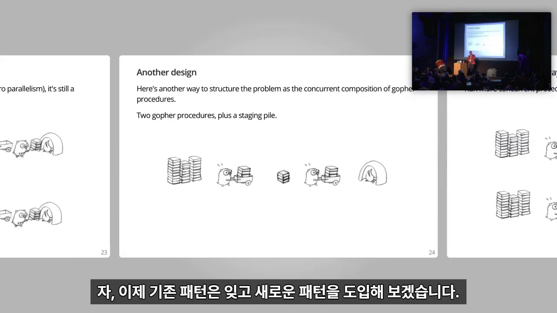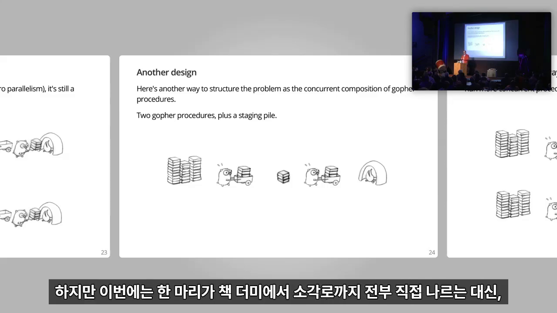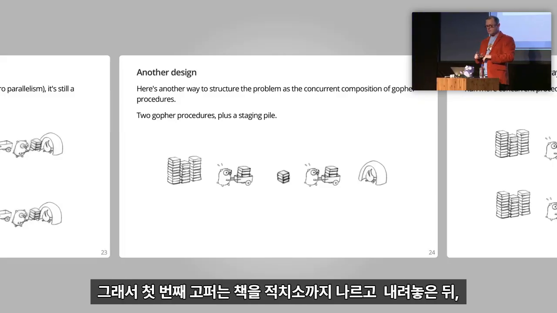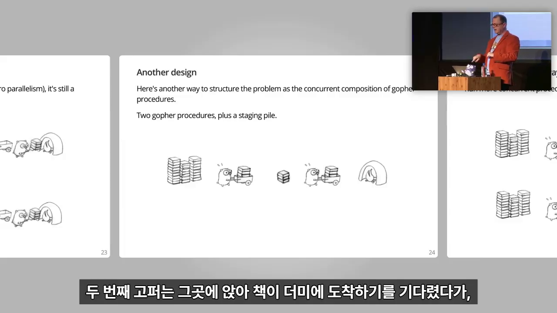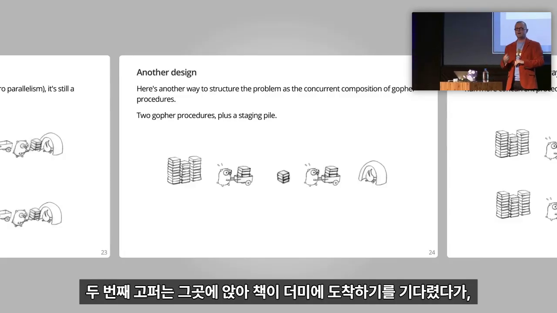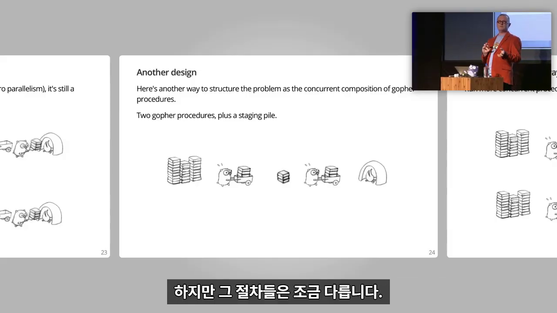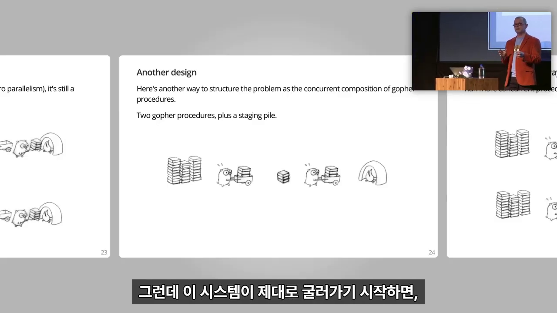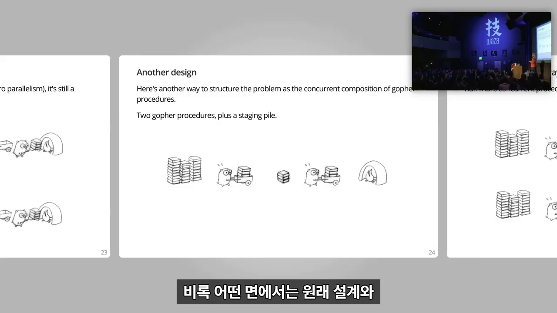Or we could do a completely different design for the whole thing. Let's forget the old pattern, put in a new pattern, and we'll have 2 gophers in the story. But instead of having one gopher carry it all the way from the pile to the incinerator, we put a staging dump in the middle. So the first gopher carries the books to the dump, drops them off, runs back, gets more. The second guy sits there waiting for books to arrive at the pile, takes them from there, and moves to the incinerator. And if you get this right, you've got 2 gopher procedures running, but they're kind of different procedures. They're kind of the same, but they're subtly different. They have slightly different parameters. But if you get this system running right, at least once it's started, it can, in principle, run twice as fast as the original, even though it's a completely different design.